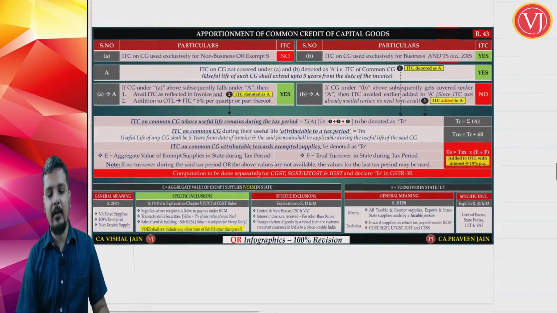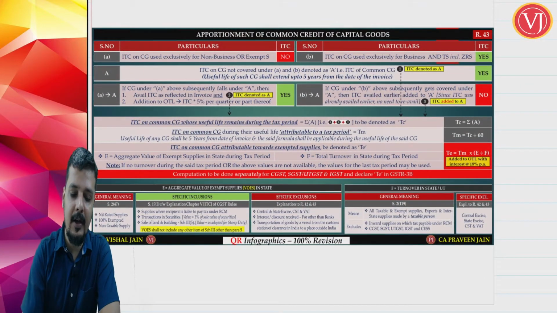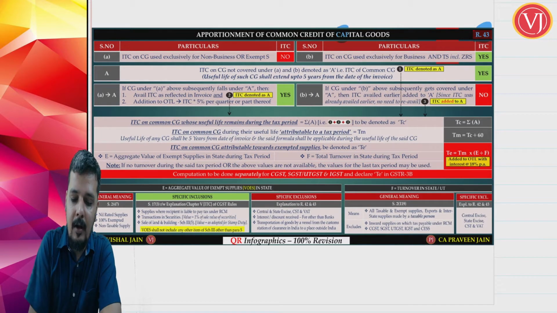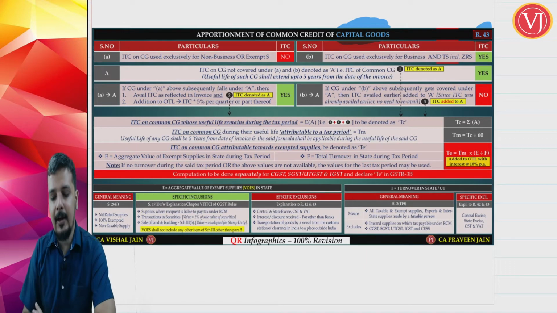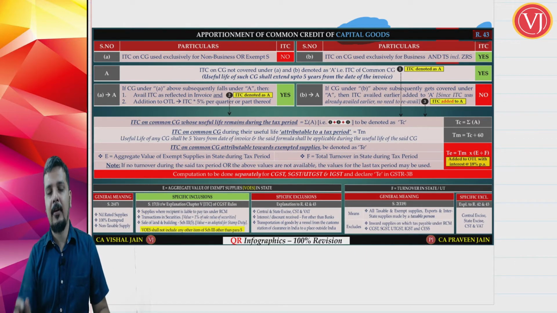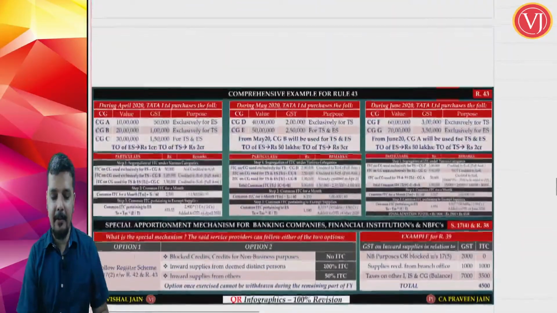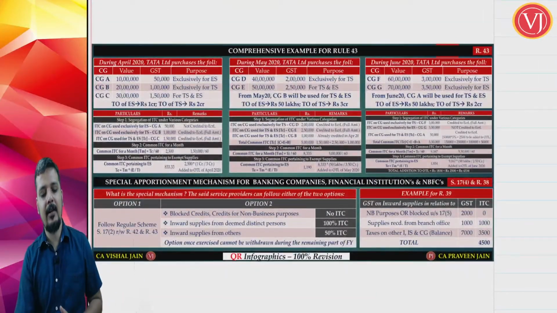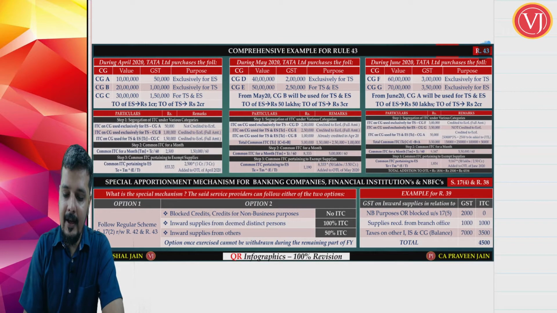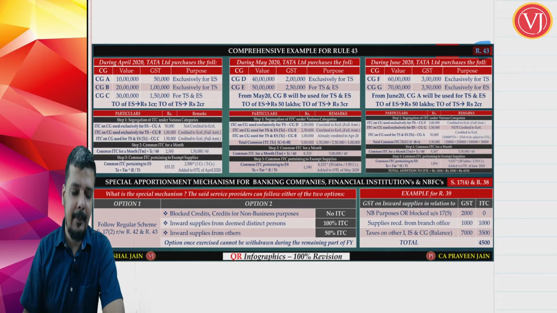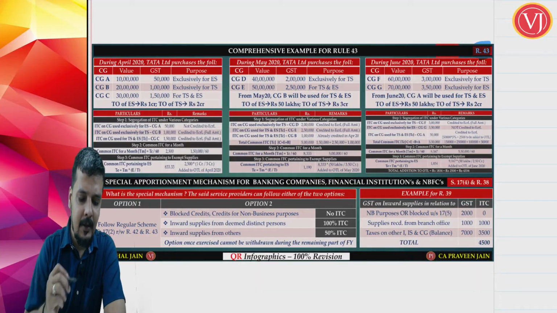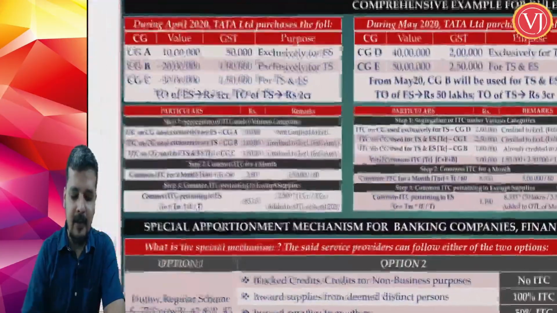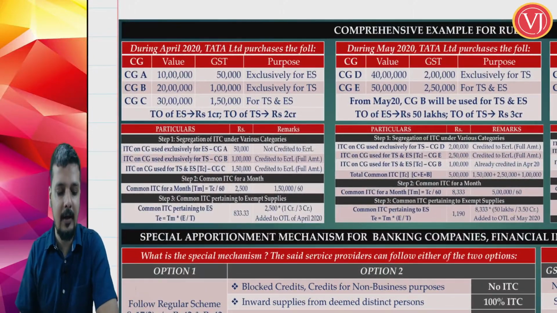Now friends, let us focus on your Rule 43. Now Rule 43, what is it trying to tell? Rule 43 tells about reversal of credit on common capital goods. The best way to understand Rule 43 is by taking this example. We'll make sure that you understand Rule 43 entirely with the help of this example. We'll make things very simple. Let us focus on this example step by step. You will understand the entire Rule 43, and our revision of Rule 43 will be totally over.